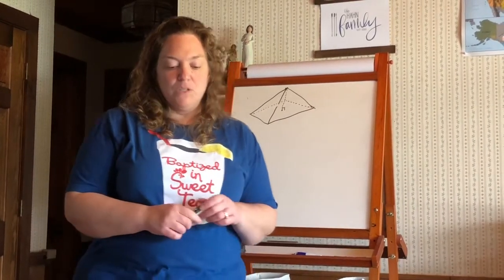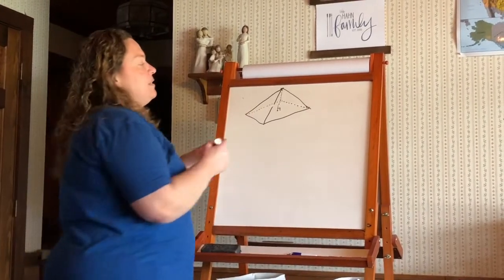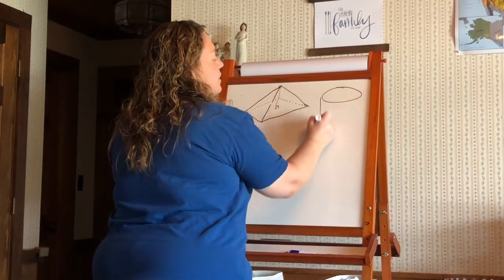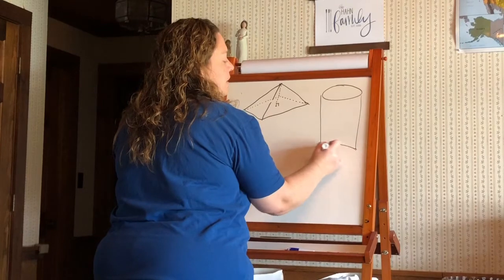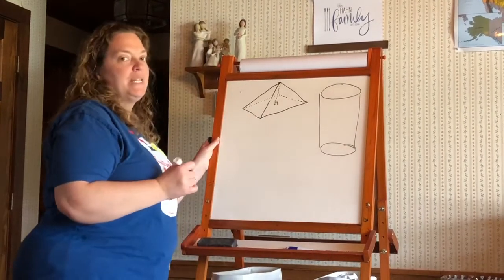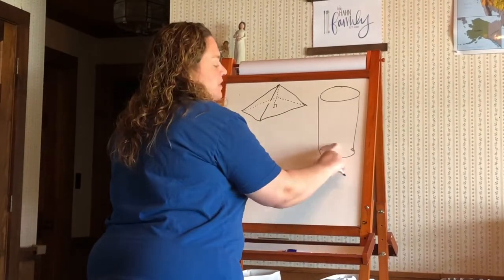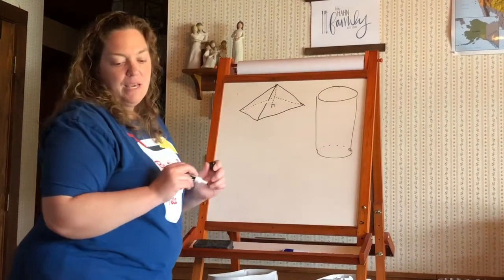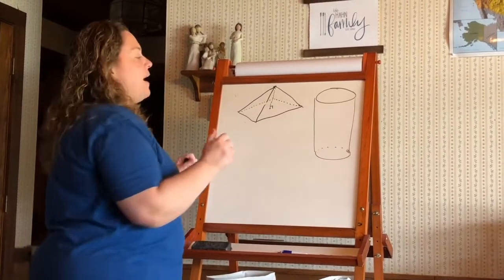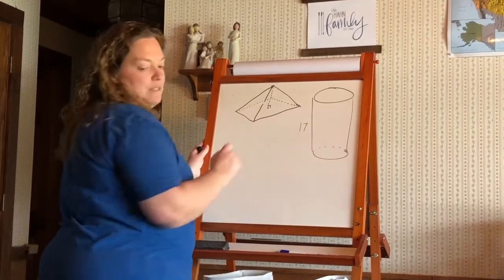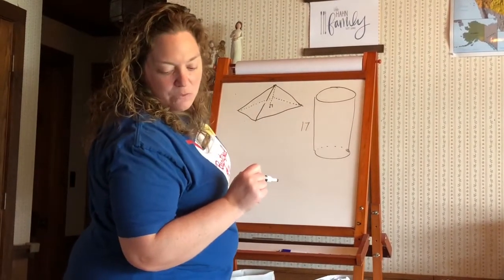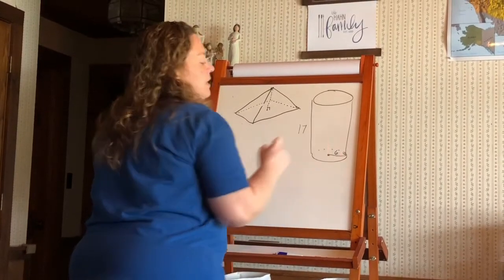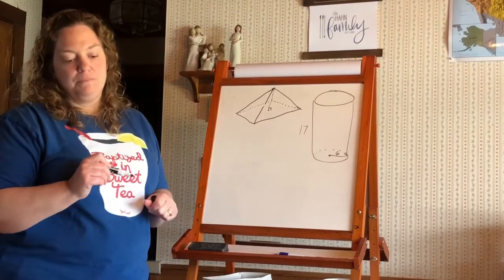Okay, so we'll get to this. Right now we're going to look at a cylinder. You like that? It's pretty, isn't it? All right, so a cylinder, this one will be dotted, and this tells us the altitude is 17 centimeters and the radius of the bases is 6 centimeters.